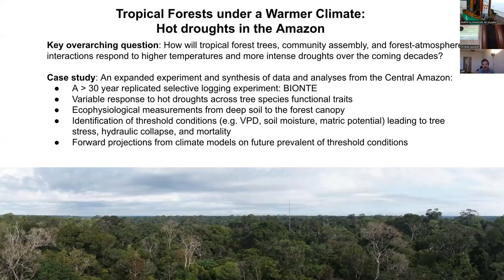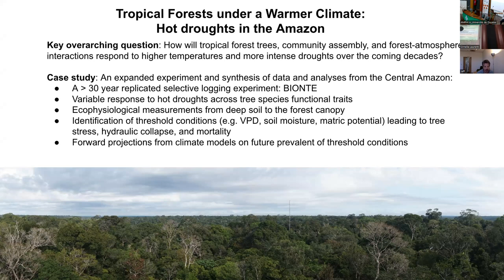Okay, so now let's jump into the bulk of the talk. It's this paper that I'm revising right now with a large group of collaborators in the project and elsewhere. And so the overarching question of this project is how will tropical forest trees, community assembly, and forest atmosphere interactions respond to higher temperatures and more intense droughts over the coming decades? So that's the question that motivated this study.